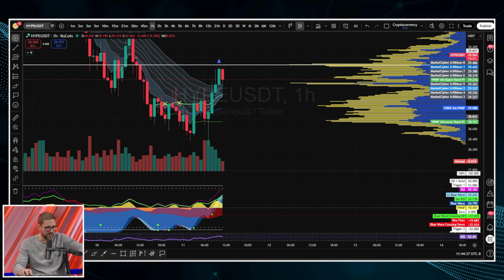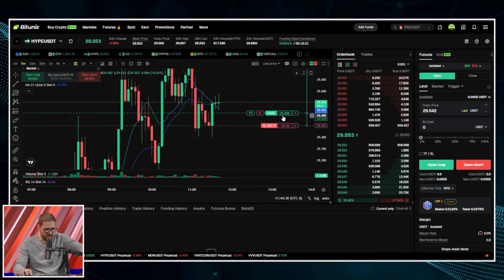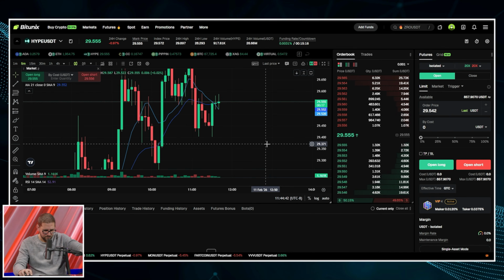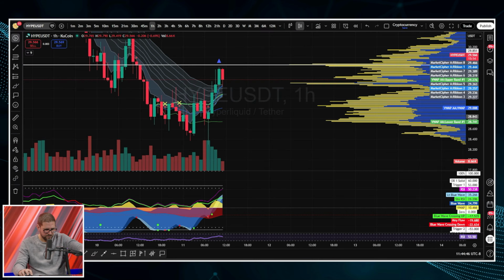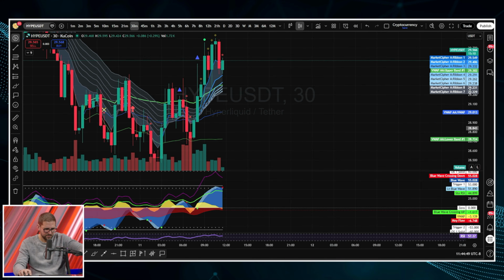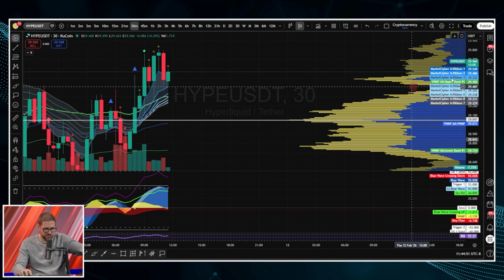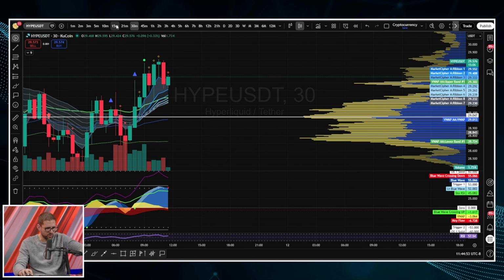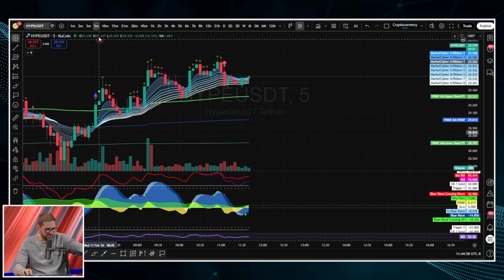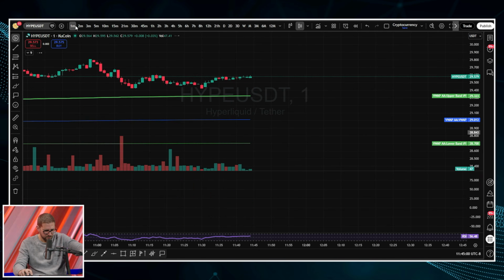29,265 is where we should see a bounce. Let's go ahead and move that, 29,265. Maybe the play here is a short, man. Maybe the play here is a short. Higher time frames are telling us to go short. 5 minute gave us a trigger wave to go long.